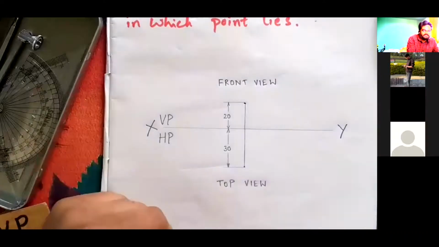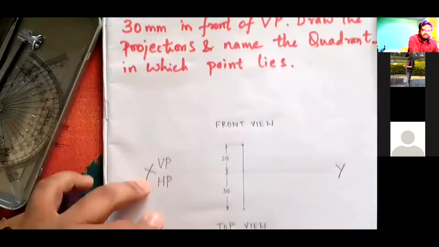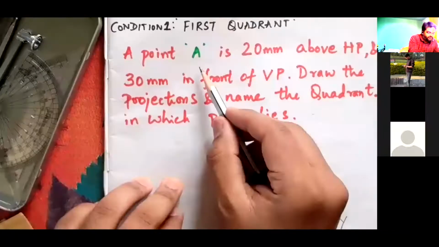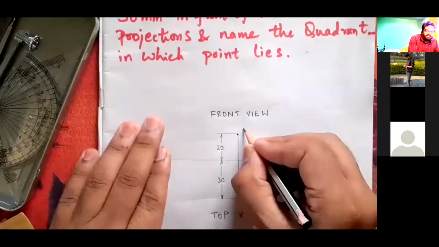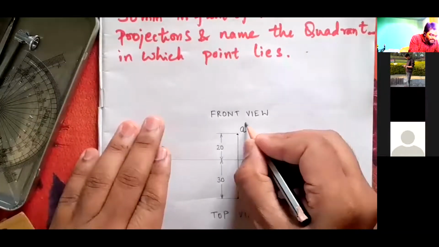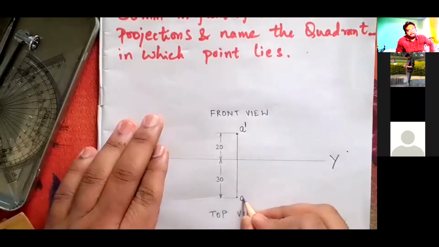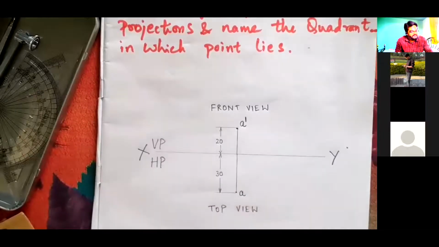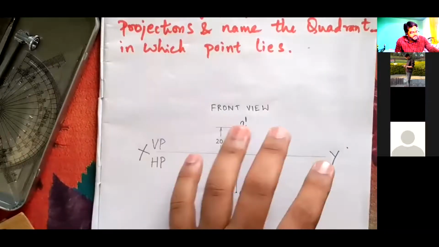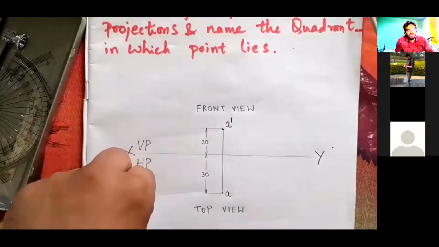After completing this, the point is capital A. In the front view, it is named as A prime, small a dash. In the top view, it is named as only small a. This is the standard representation. X and Y are capital letters, VP and HP are in capital letters, a dash and a are in small letters.